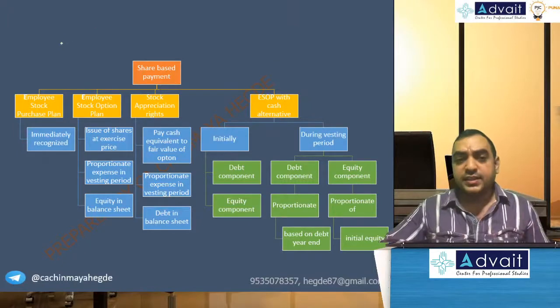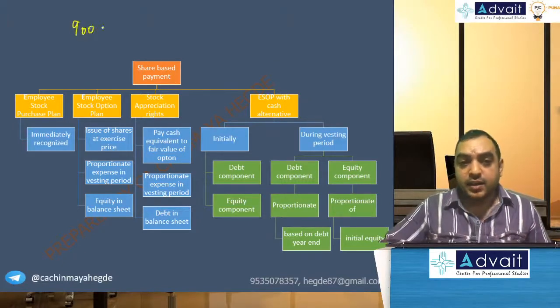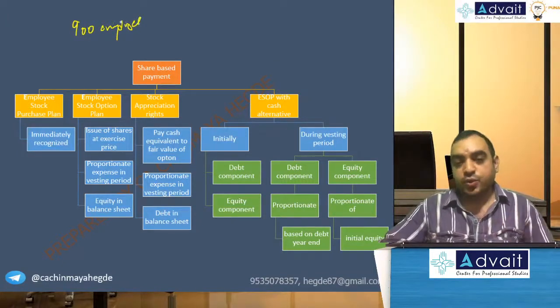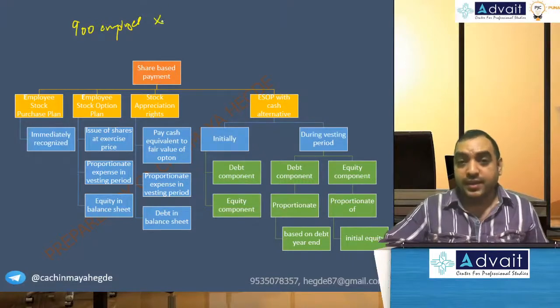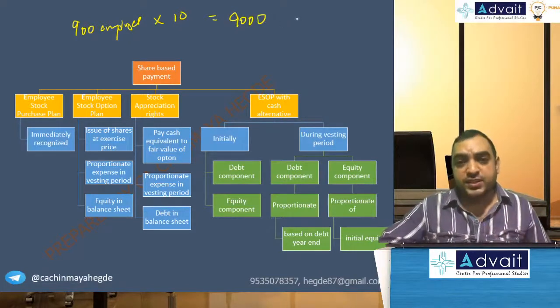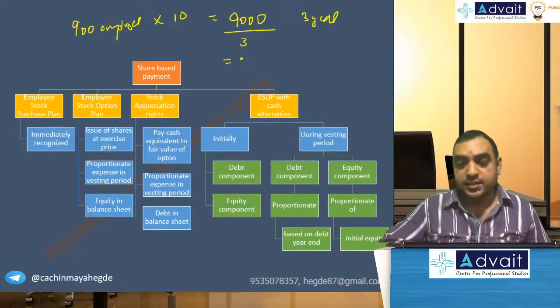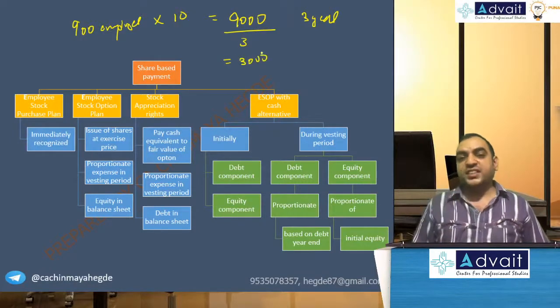For example, in this case, let's say 900 employees are expected to satisfy, one share each, and the fair value happens to be, let's say, 10 rupees. For convenience, that is 9,000. And suppose the vesting period is 3 years, therefore in the first year you do 9,000 divided by 3, that is 3,000. No concept of present value here.